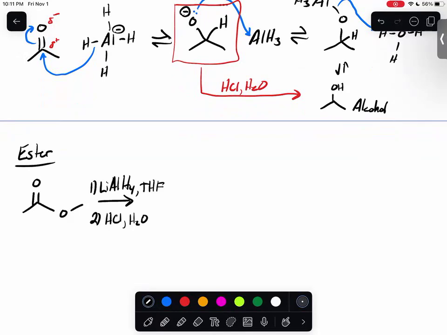What you should have thought, but what may not have been immediately obvious, is you will actually end up with a primary alcohol and methanol. So how does this one happen? Well, funny enough, the nucleophilic acyl substitutions have already prepped us for this.